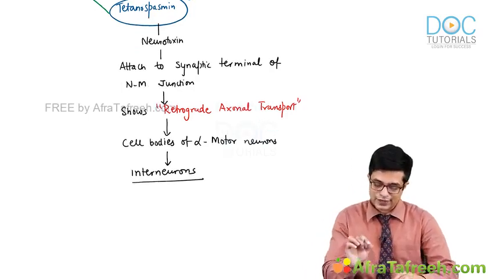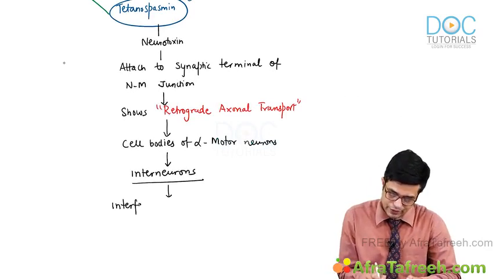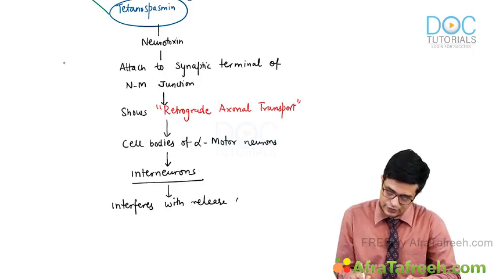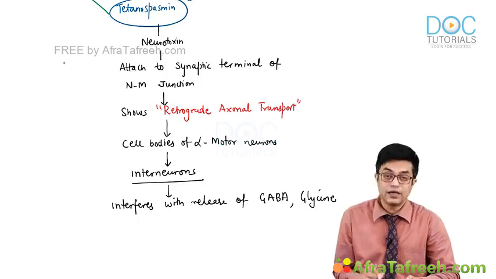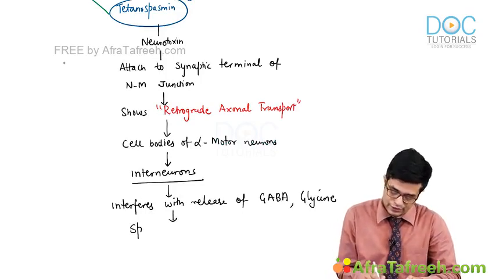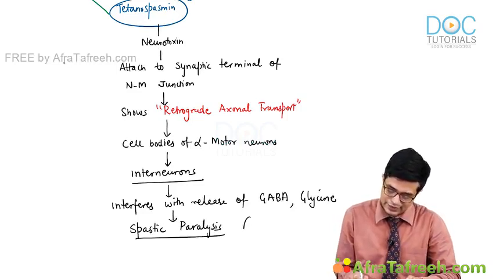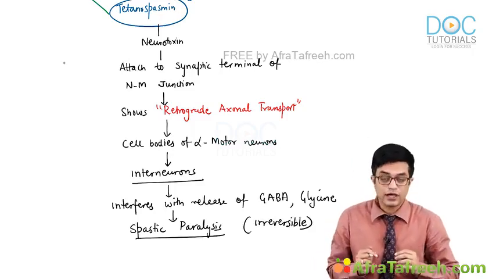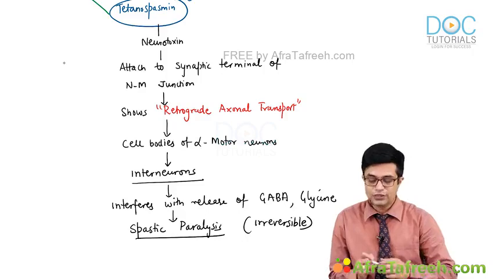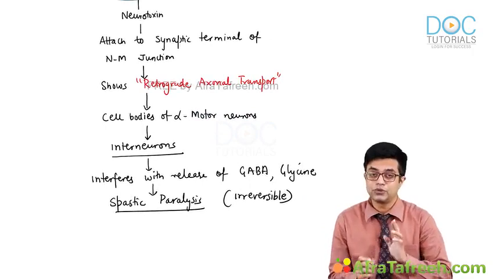When it reaches and affects the interneurons, it interferes with release of inhibitory neurotransmitters like GABA and glycine, and so it produces a severe type of spastic paralysis. This spastic paralysis is an irreversible paralysis. That is what produces the clinical manifestations in tetanus. If an MCQ asks you, how does it interfere with release of GABA and glycine? Although it will make it a bit complicated, from an entrance point of view, this is something you should understand.